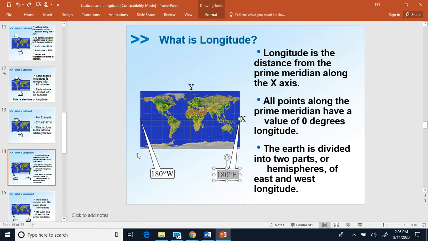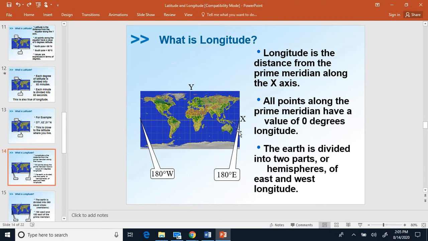Now, where 180 west and 180 east are, where that line is, that line is also called the international date line. That means that once you cross that line, you're into the next day. So if I leave from Columbus, Indiana, and I fly over to Japan, and I left today on a Monday, that means when I got to Japan, it would be Tuesday. If I left Japan on a Tuesday and went to Columbus, Indiana, it would be Monday. So it's just the line where we say days change.